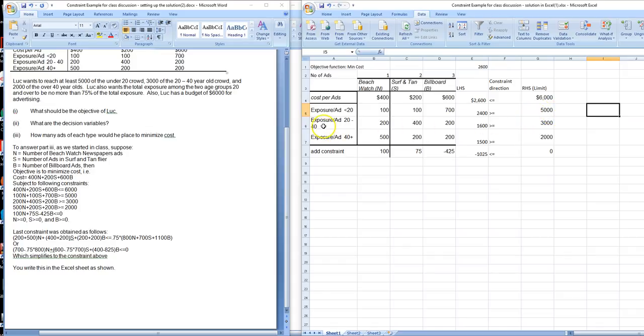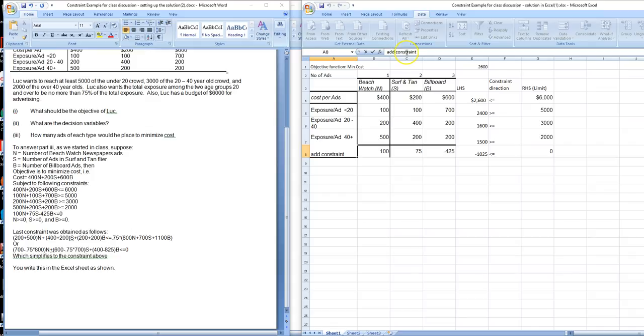Similarly, we do the calculation for exposure per ad to 20 to 40. So this is 200, 400 and 200, and then total exposure for ads of 1, 2 and 3 respectively is 1600, which has to be greater than or equal to 3000 because you want the exposure to be at least 3000. Similarly, you have the exposure of 40 plus. And this is your additional constraint.